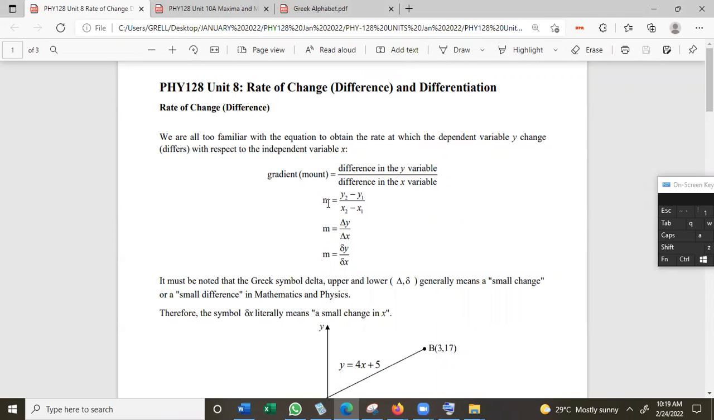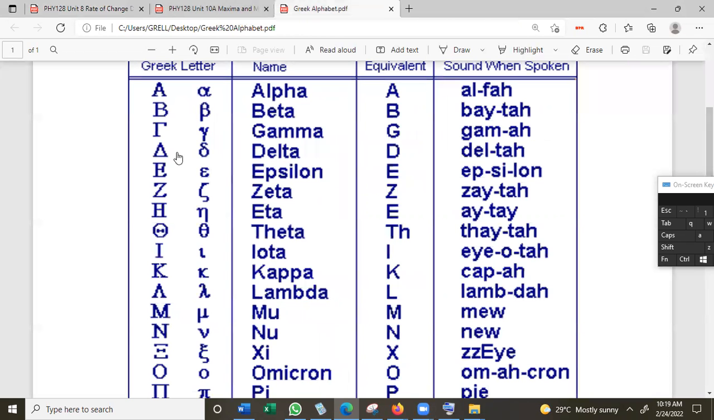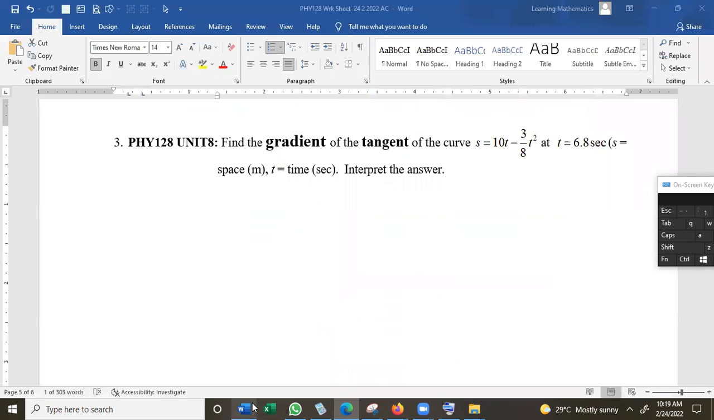Here we have it in symbolic form. M for gradient or for rate is equal to y2 minus y1 over x2 minus x1. But now you have this notation, m is equal to delta y over delta x. This is the symbol for the letter D in Greek. Because the word difference starts with d, the mathematicians chose to use the Greek d. Uppercase delta and lowercase delta, d for difference.